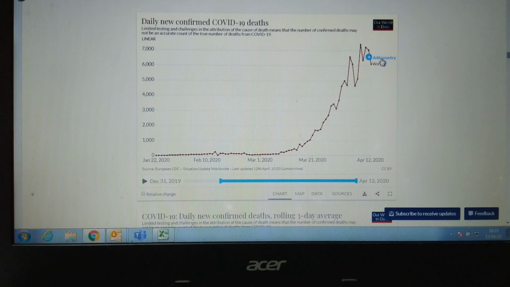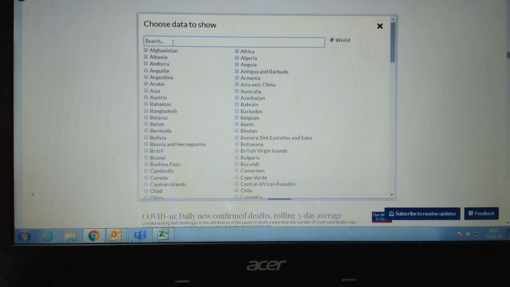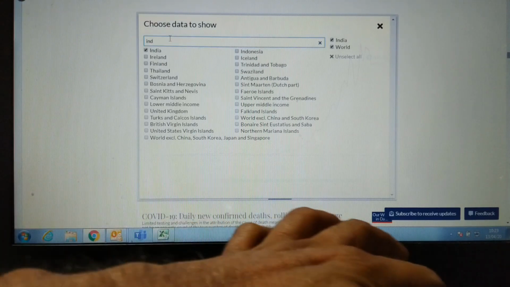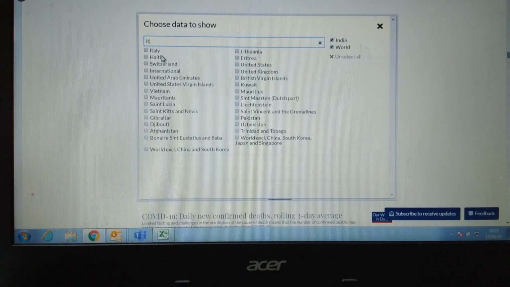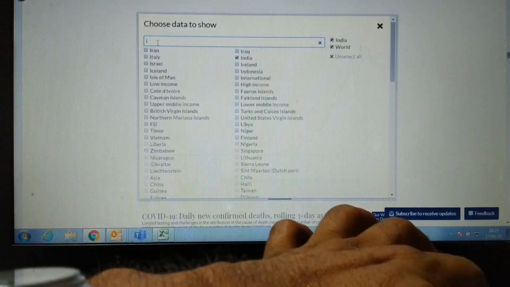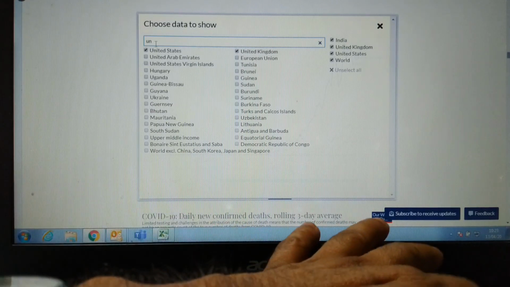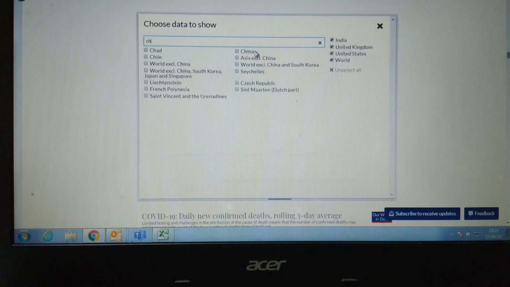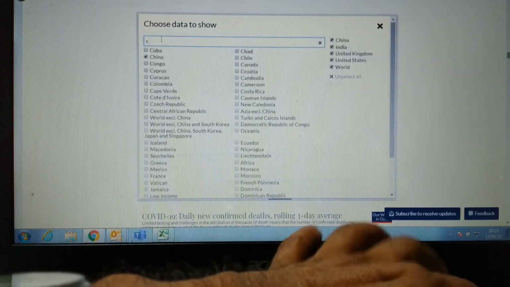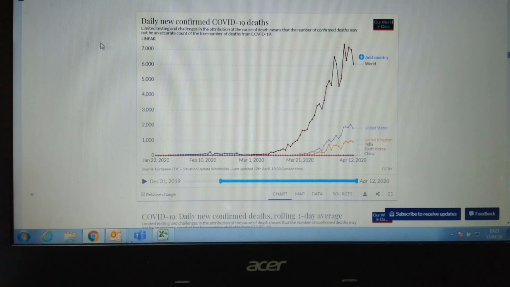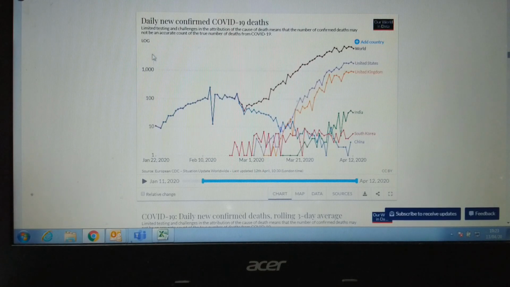Daily confirmed death. What does that mean? For the daily confirmed death, let's again include India. We can include Italy. We can include United States, United Kingdom, China, and again South Korea we will keep for our interest in how they are managing. And let's see, I need to convert this again to log scale to see the real picture.